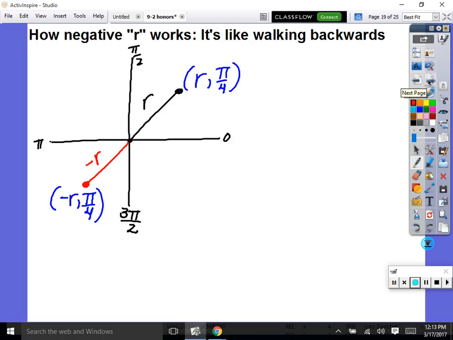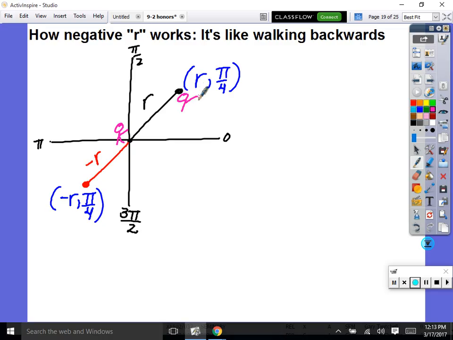Okay, so now we're going to talk about how negative r works, because this is different than you might think. Remember how we talked about how if you're standing here and you are blindfolded and I tell you to go, for example, pi fourths and then out 5 units. This would be you and you'd walk out here, correct?